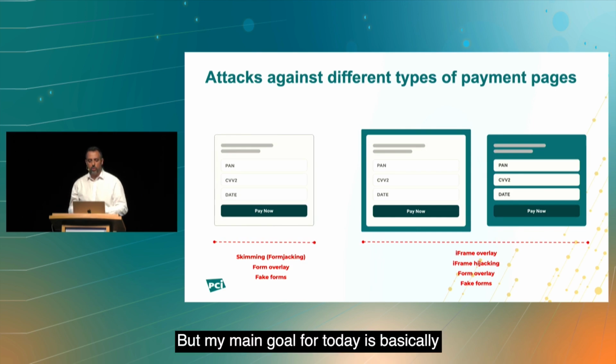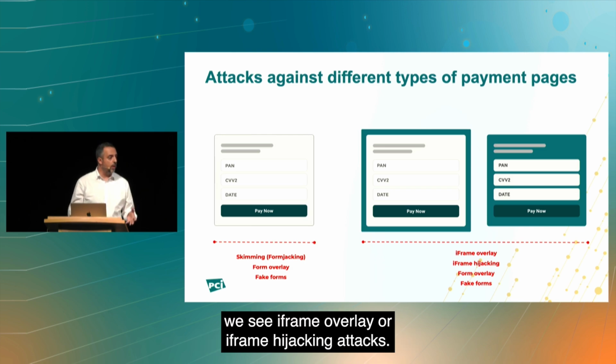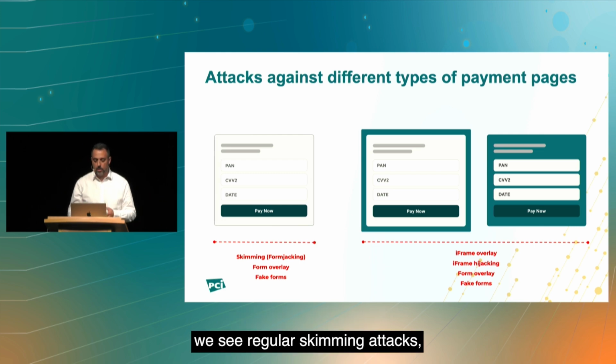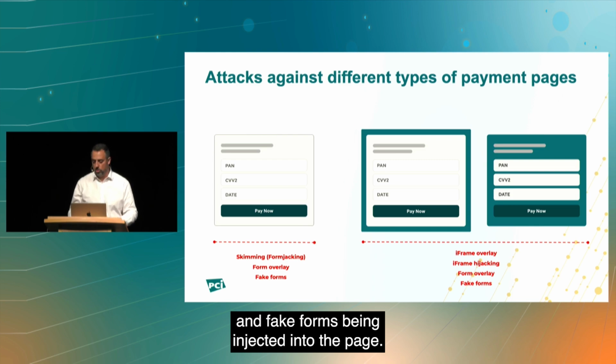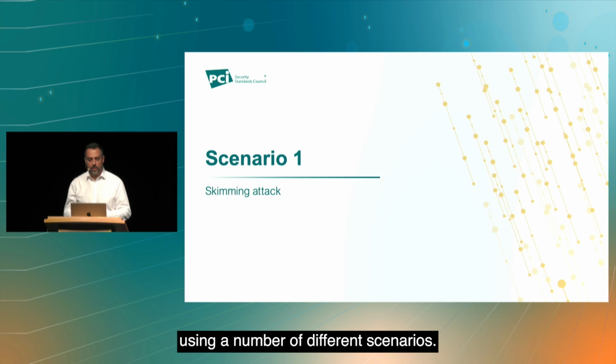But my main goal for today is basically to make sure that I update you on the different types of attacks according to the payment page. So on iFramed payment pages, we see iFrame overlay or iFrame hijacking attacks. If it's a payment form directly on the website, we see regular skimming attacks. And in both cases, we see form overlay and fake forms being injected into the page. Let's go through those using a number of different scenarios.